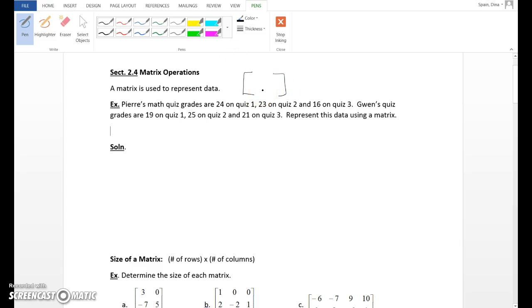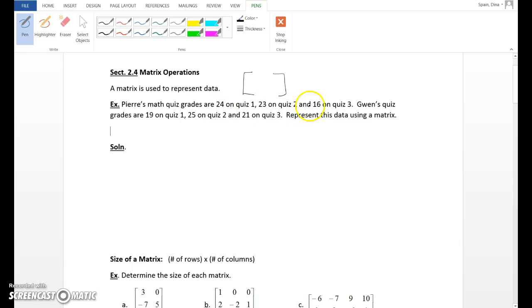Let's look at this first example, and it says Pierre's math quiz grades are 24 on quiz 1, 23 on quiz 2, and 16 he got on quiz 3. Then Gwen's quiz grades are 19 for quiz 1, 25 for quiz 2, and 21 on quiz 3. Represent this data using a matrix. Now, there's two different ways you can do this, depending upon what data you put in the rows and what data you put in the columns.